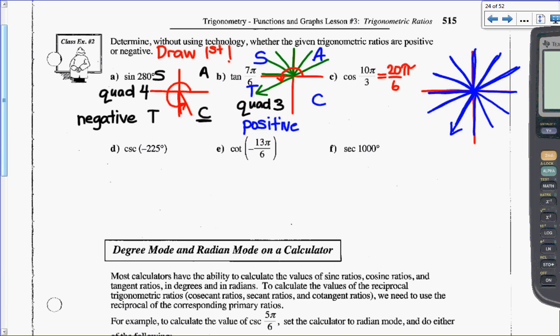Now, it really doesn't matter that I've gone around once and twice to get to there. All I really need to know is where did I end up? Well, I ended up in quadrant 3. And I know that all suckers take chemistry. Tangent is positive in quadrant 3, but cosine would be negative in quadrant 3.